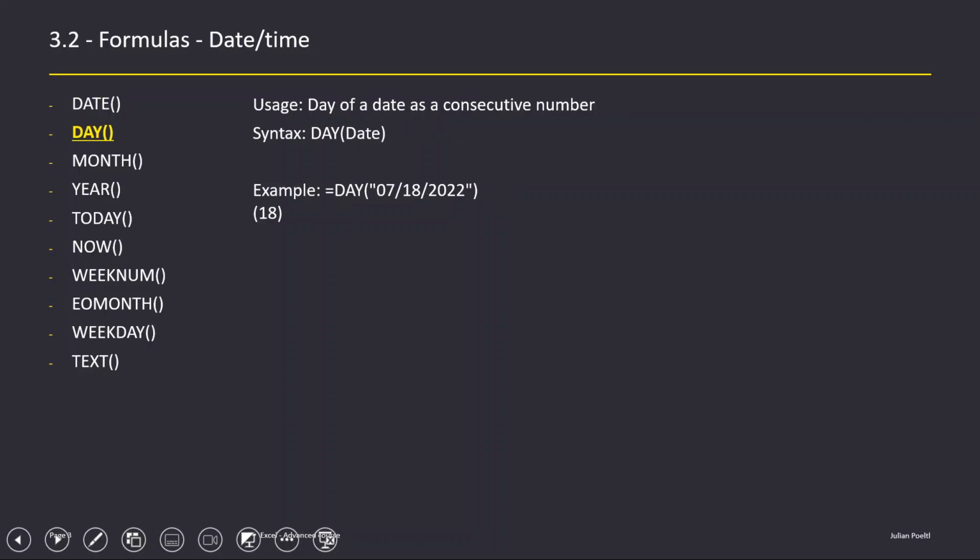DAY hands out the day of a date as a number. So if we have, for example, today is the 5th of August, and I have the DAY function enclosing this date or a cell that has this date in it, it will hand out 5, or in this example, it will hand out 18.